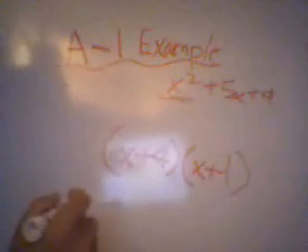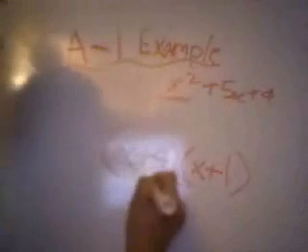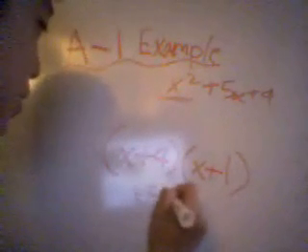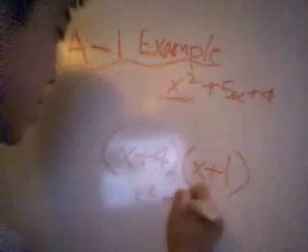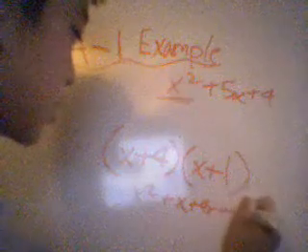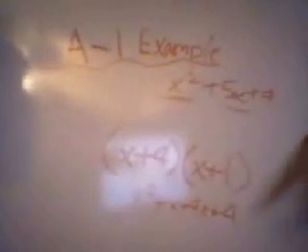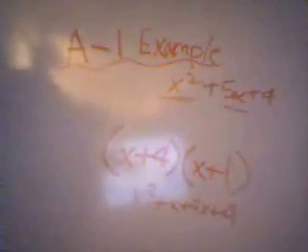Right. Oh, that's why. And if you want to multiply it all out, you would get x squared plus x plus 4x plus 4. Oh, and 4x and 4x, it would make this. Right, it would equal 5x.